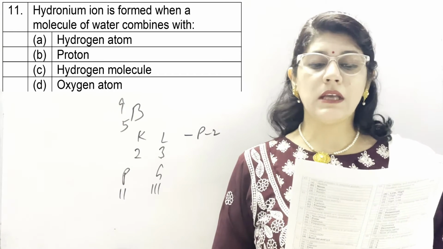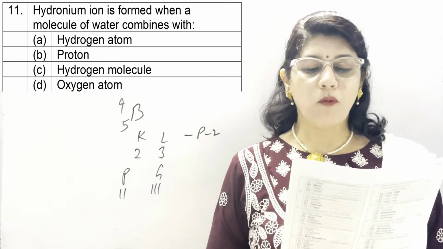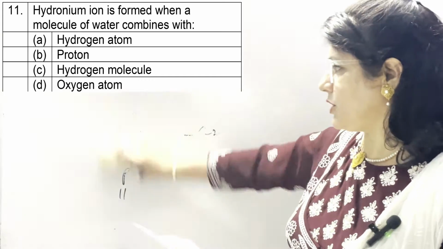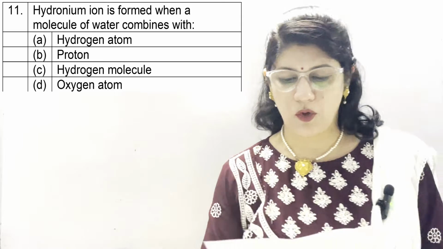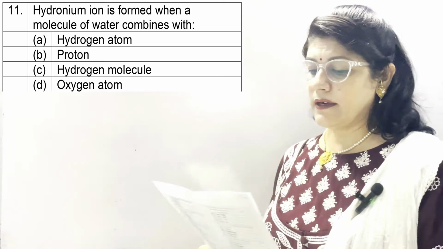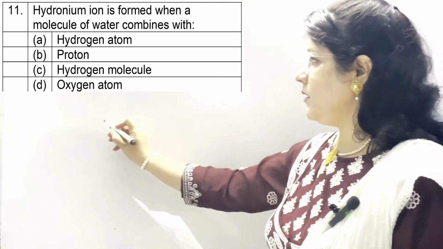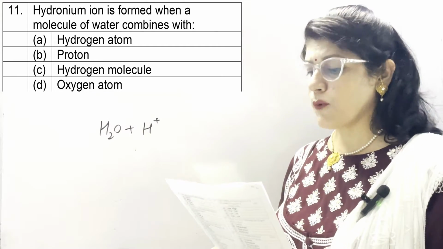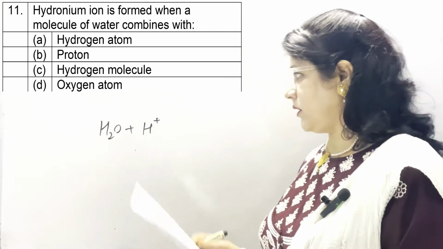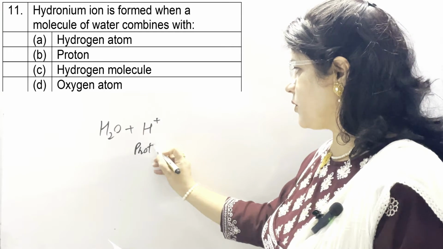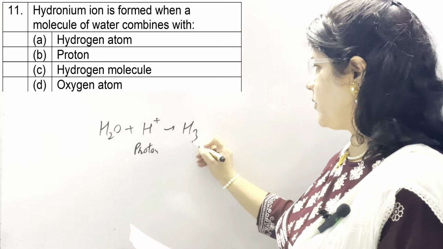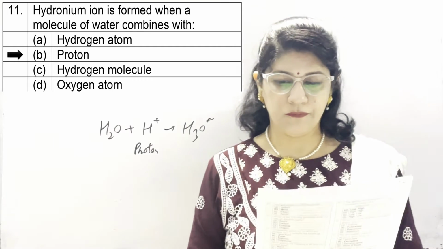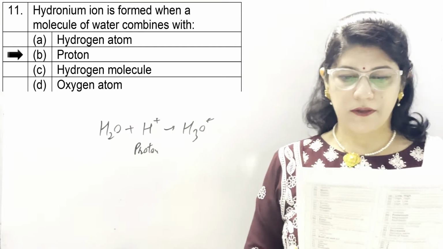MCQ number 11: hydronium ion is formed when a molecule of water combines with, first option is hydrogen atom, second option is proton, C is hydrogen molecule and D is oxygen atom. So here water combines with H plus. H plus means proton, or you can say hydrogen ion. So we will write here proton. Then it forms hydronium ion. So correct option is B, which is proton, or hydrogen ion is also correct.